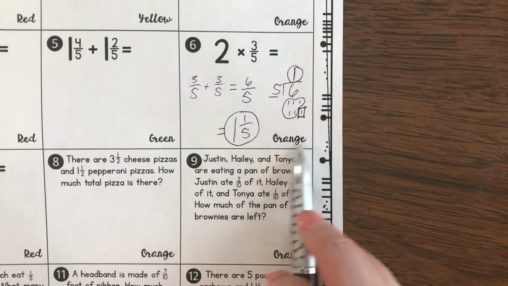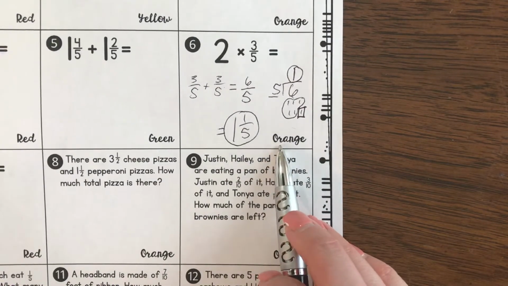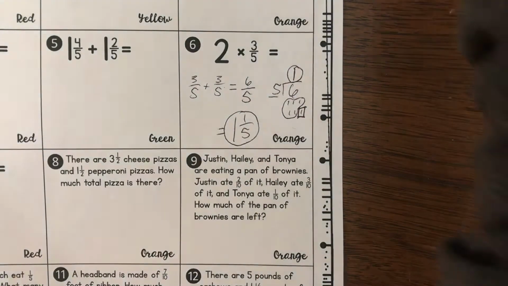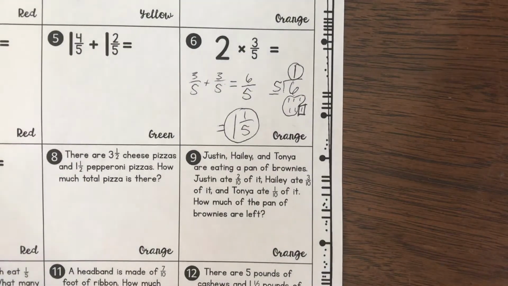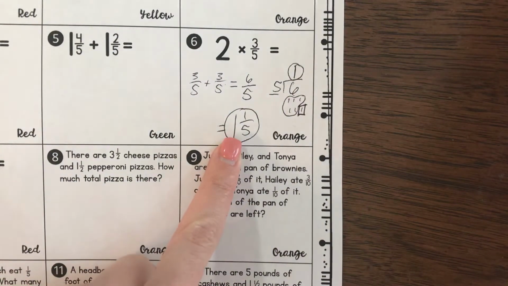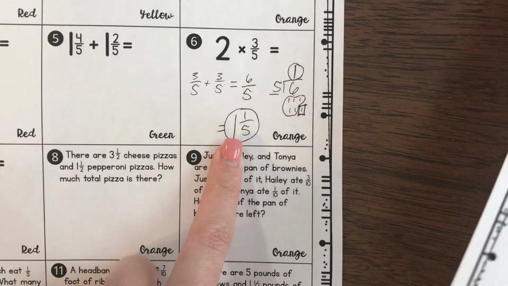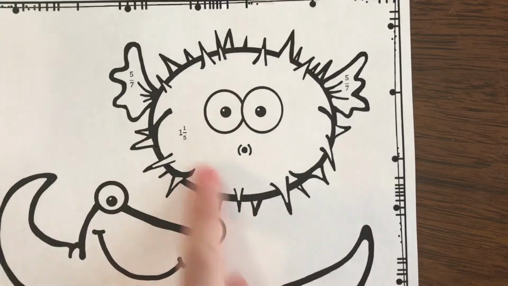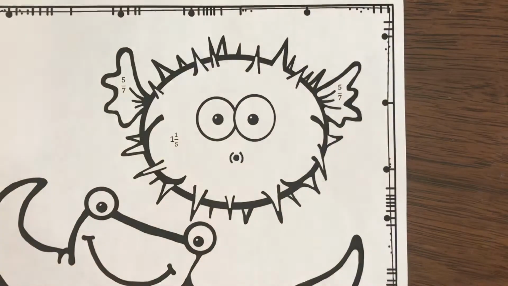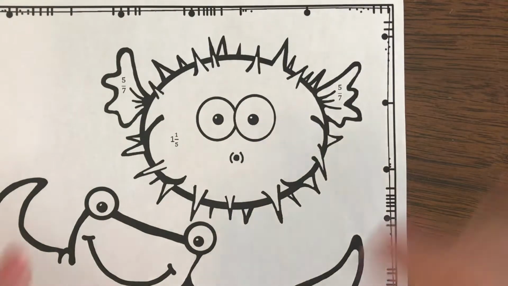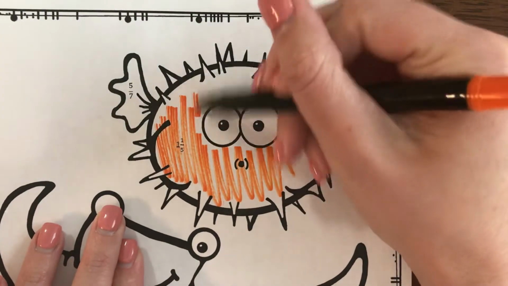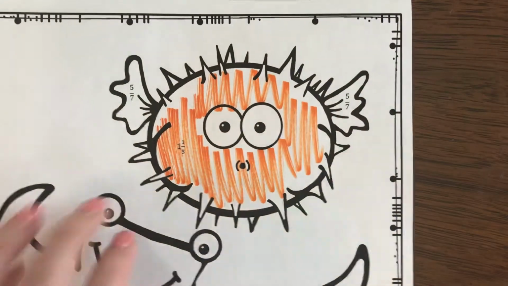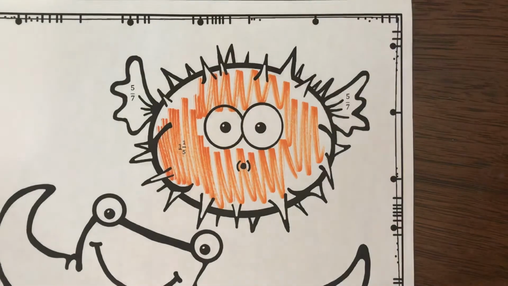Now looking at the color beside it, this is going to help you with the next part, which is your coloring page. So on your coloring page, under the C, you're going to be looking for the answer 1 and 1/5. Wherever that answer is, you're going to color that object orange. That object happens to be our puffer fish. So we are going to take our orange. I'm not going to spend a lot of time on this, but we're going to go through and color our puffer fish orange.